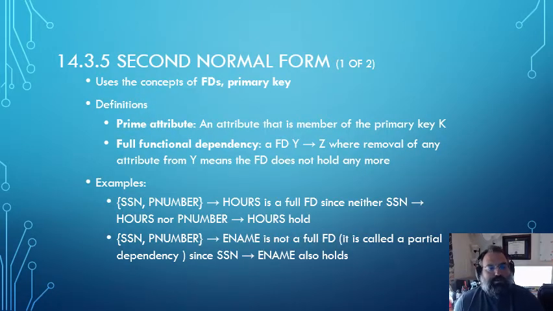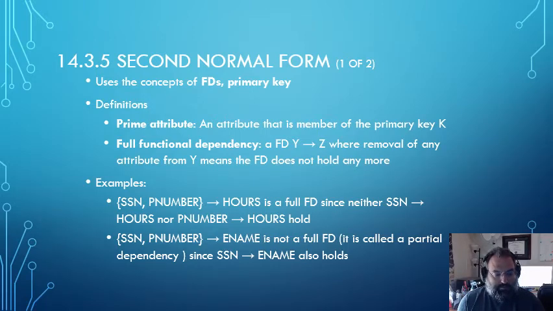Second normal form uses the concept of functional dependencies and primary keys. The definition: a prime attribute is an attribute that is a member of the primary key K. A full functional dependency is a functional dependency Y implies Z where removal of any attribute from Y means that the functional dependency does not hold any longer. An example is social security number and project number implies hours. It is a full functional dependency since neither social security number implies hours nor project number implies hours holds.